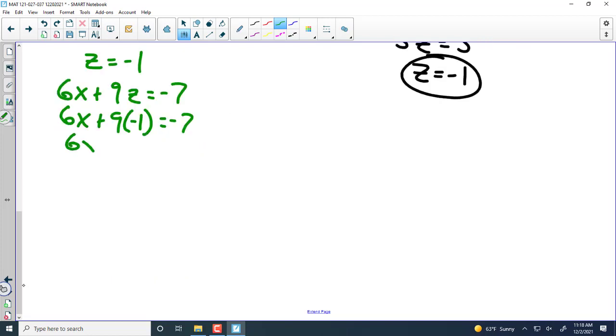And sure enough, 6x minus 9 equals negative 7. Add 9 to both sides, 6x equals 2. I get x equals 1/3. And try as you might, that is what you're going to get. You're going to get a fraction for an answer.